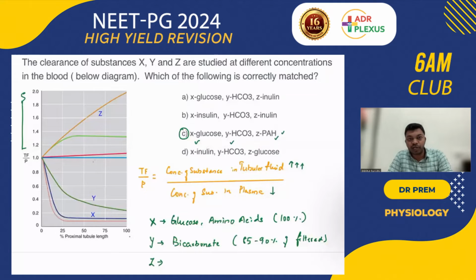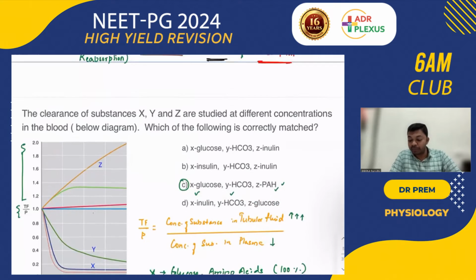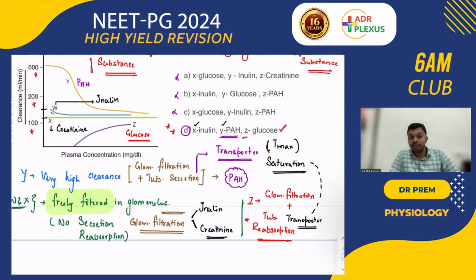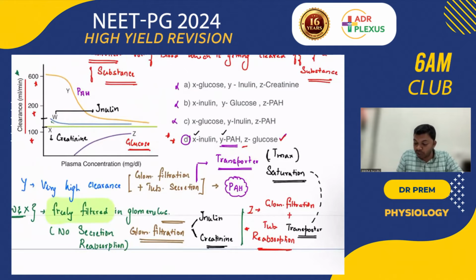I hope you are clear with the concepts of clearance, how different substances are handled by nephrons, what will happen to the concentration of the substance in the plasma, what will happen to the concentration of the substance in the tubular fluid, what will happen to the TF by P ratio, as well as what will happen to the clearance value. What exactly is clearance of a substance? It is the volume of blood which is getting purified, which is getting cleared. That can also be referred to as the volume of blood getting purified of the substance. They both carry the same meaning.